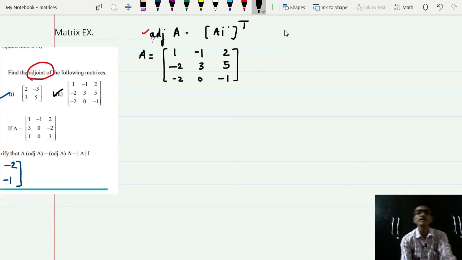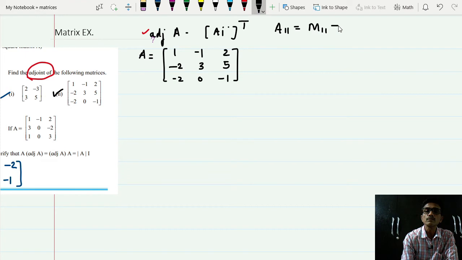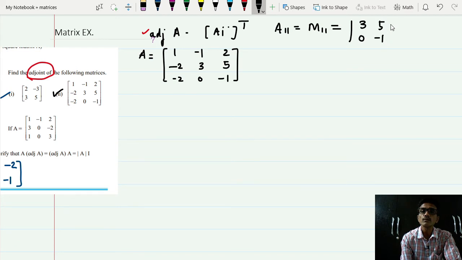तो सारे 9 एलिमेंट्स के माइनर्स फाइंड करेंगे, कोफैक्टर्स फाइंड करेंगे. So here directly we'll write A11 is equal to M11. It is the minor of this element. So we delete the elements of first row and first column. So ये determinant होगा. That is the determinant of 3, 0 and 5, minus 1. What will be the expansion of this? Minus 3.